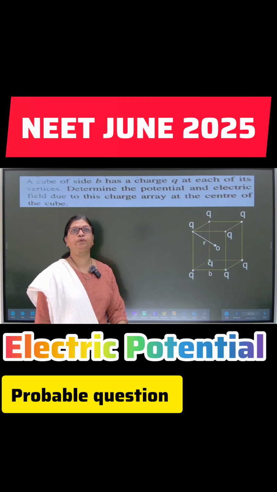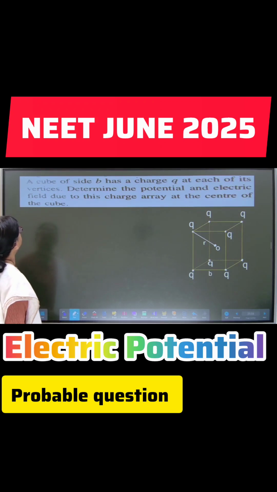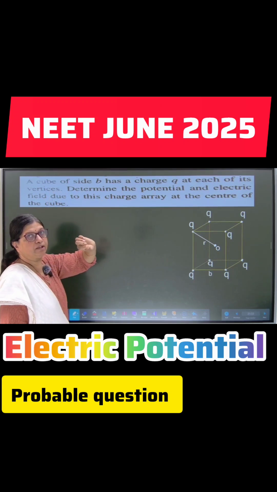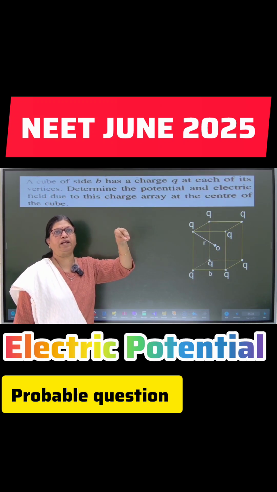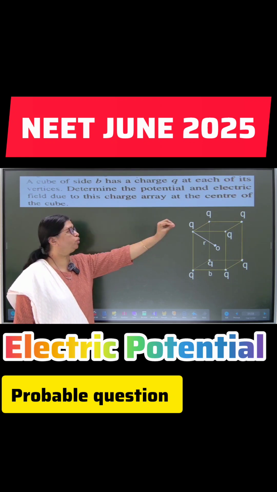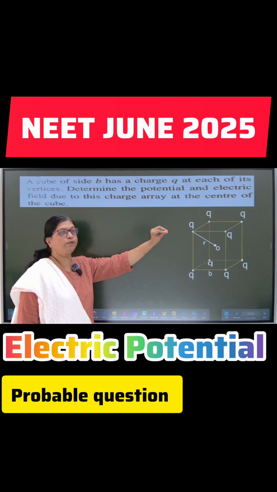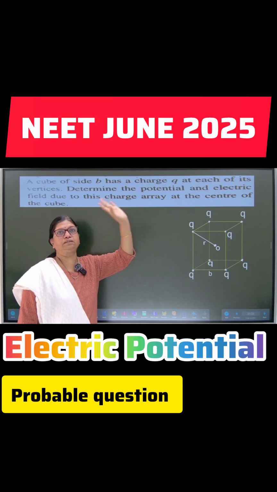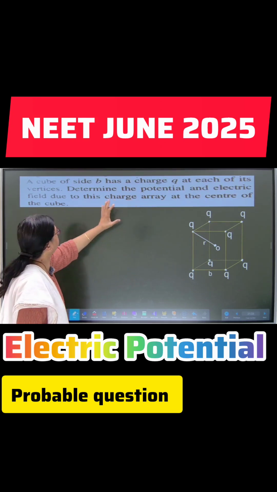Now let's read the question first so that we understand it. A cube of side B has a charge Q at each of its vertices. Whenever you read a question, you break it fast. You don't have time, but you break it. So you have a cube and it has 8 vertices, and at every vertex there is a charge Q. That is what is given to you in the first sentence.